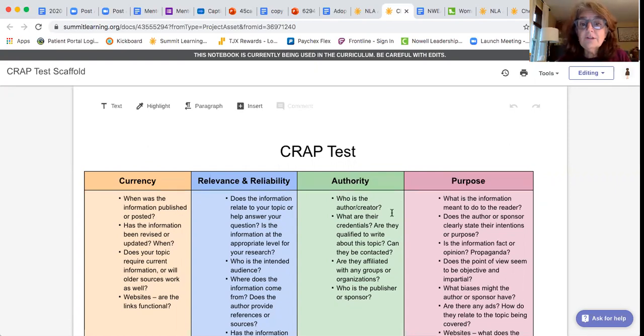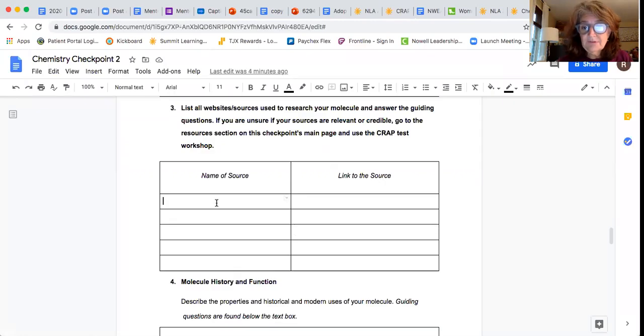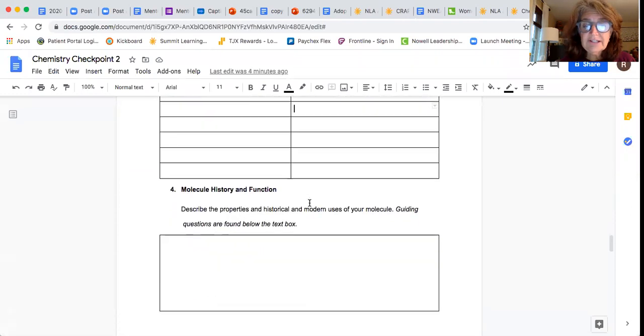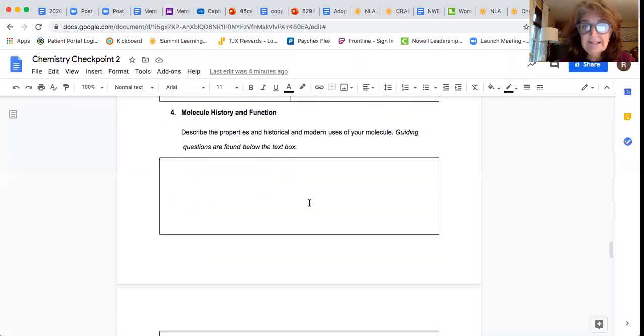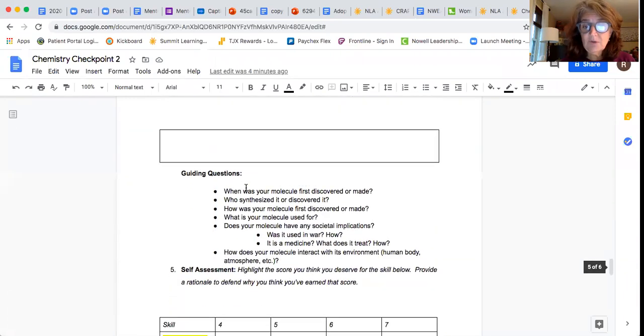And if all of these check out, then this is a resource that you're going to want to use. And so you're going to return here and put the name of the resource and a link to the resource. And some information I'd like for you to get today is, of course, some of this history and function of it. And these are the guiding questions, okay?